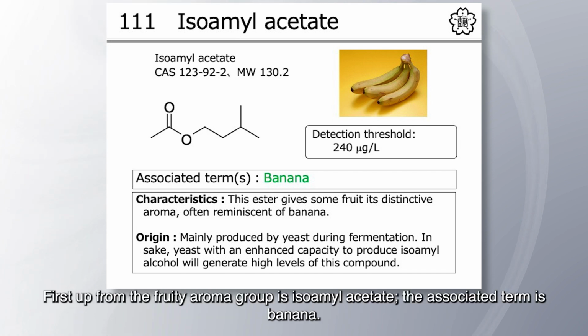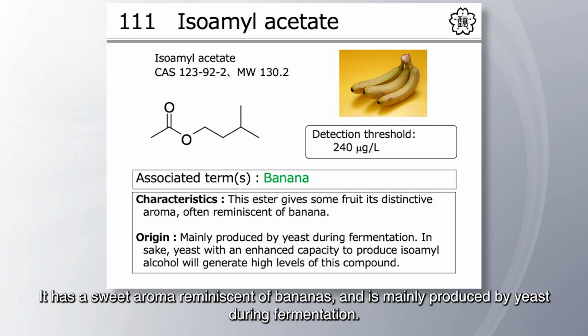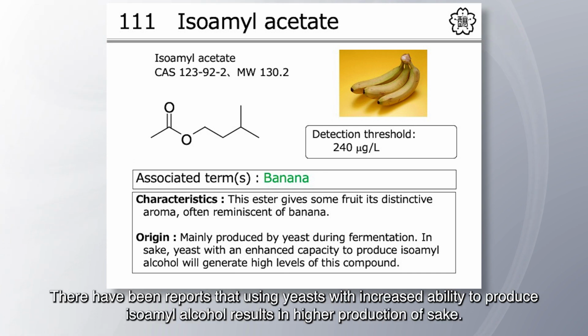First up, from the fruity aroma group, is isoamyl acetate. The associated term is banana. It has a sweet aroma reminiscent of bananas and is mainly produced by yeast during fermentation. There have been reports that using yeasts with increased ability to produce isoamyl alcohol results in higher production of sake.